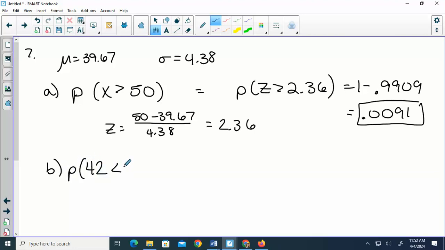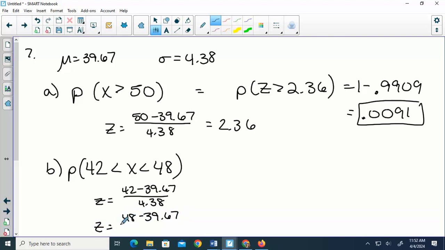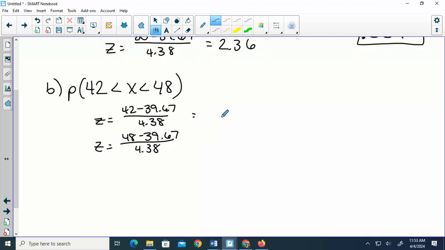B. Between 42 and 48. So we get our Z's. Our value minus the mean divided by standard deviation for both of them. And those turn out to be 0.53 and 1.90. So we find the probability that Z is between those.